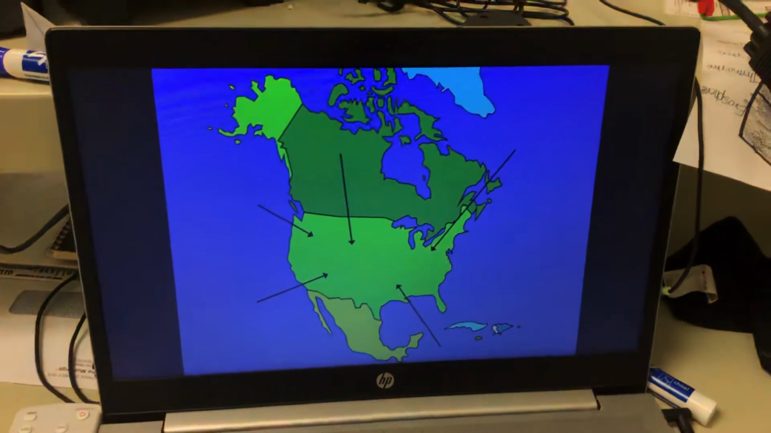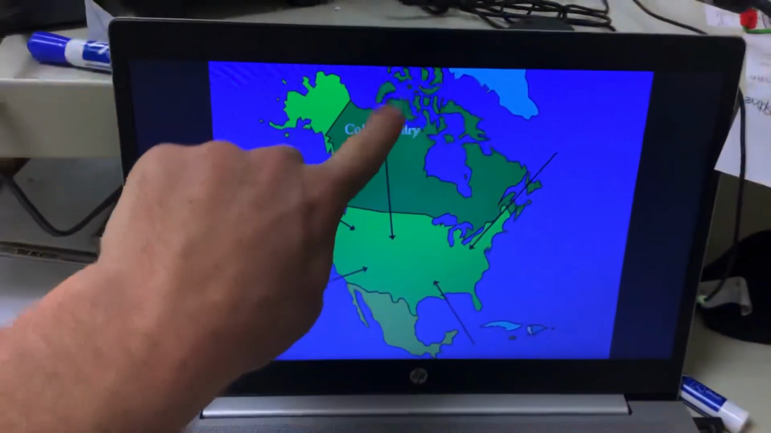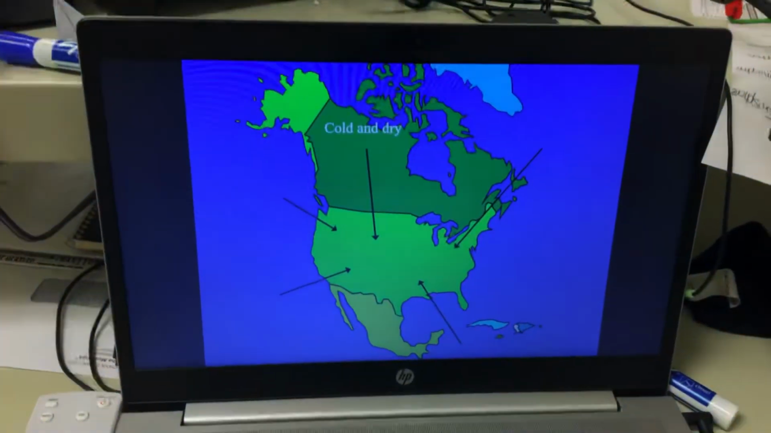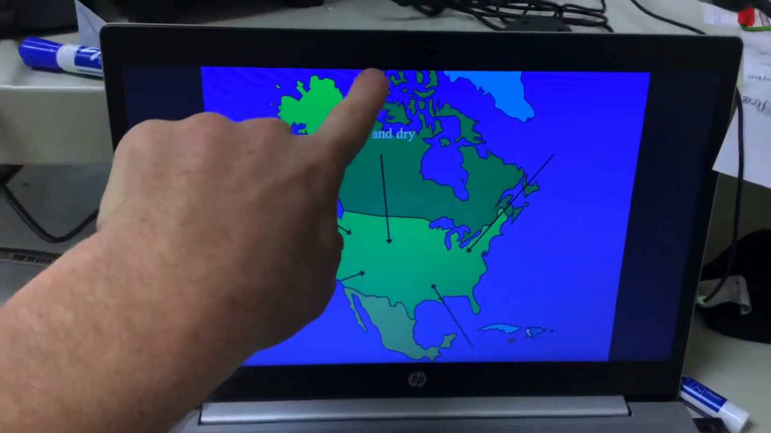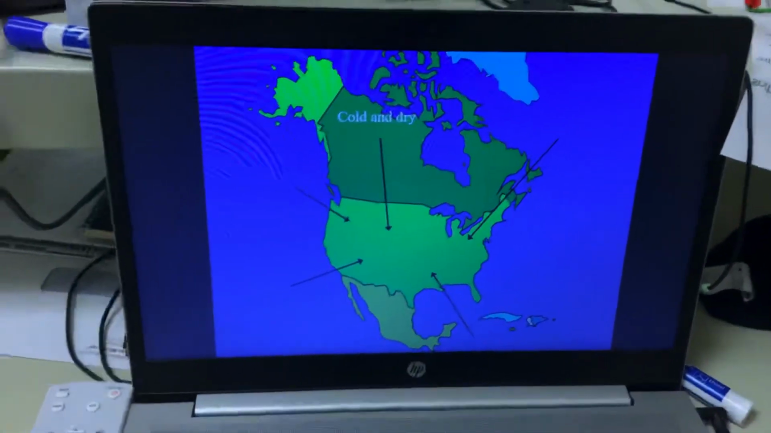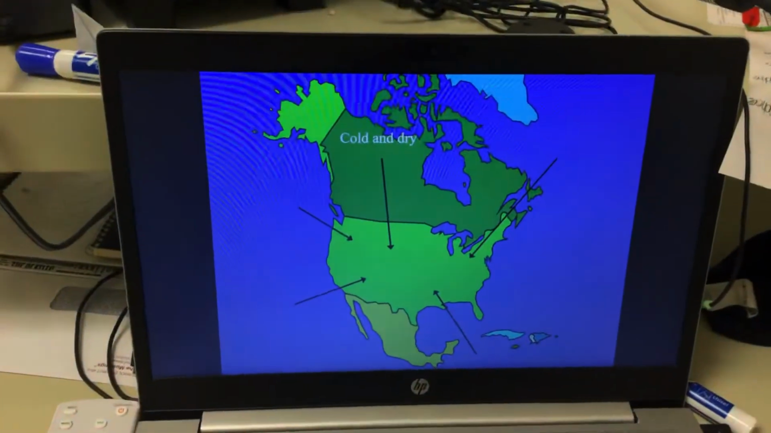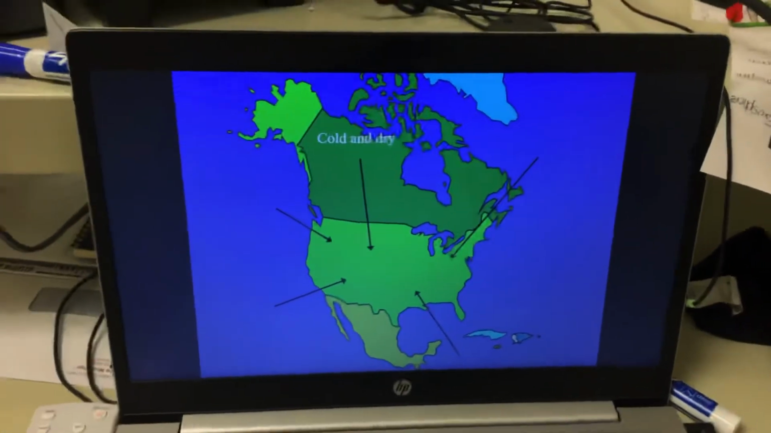Okay, if we look at this here, if an air mass comes here, this is where we're going to get a lot in the winter. Okay, it's going to be cold and dry, because it's coming from up north. You're going to hear on the weather, they're going to talk a lot about like Canadian air mass or a polar air mass, things like that.